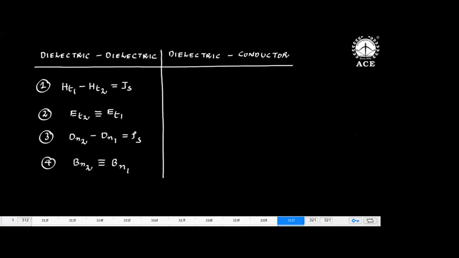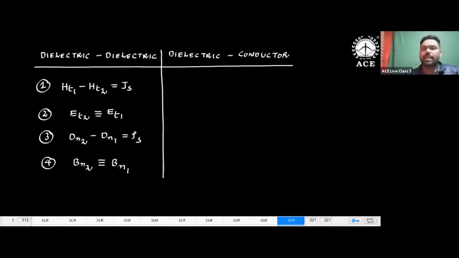Then you want to obtain it for the dielectric to conductor. What is the meaning of dielectric to conductor? Inside the conductor, we have already seen that there is no electric field, there is no magnetic field. All the fields are 0. No EM phenomena can survive inside the perfect conductor. Isn't it? So let us consider conductor as medium 1, and dielectric as medium 2.